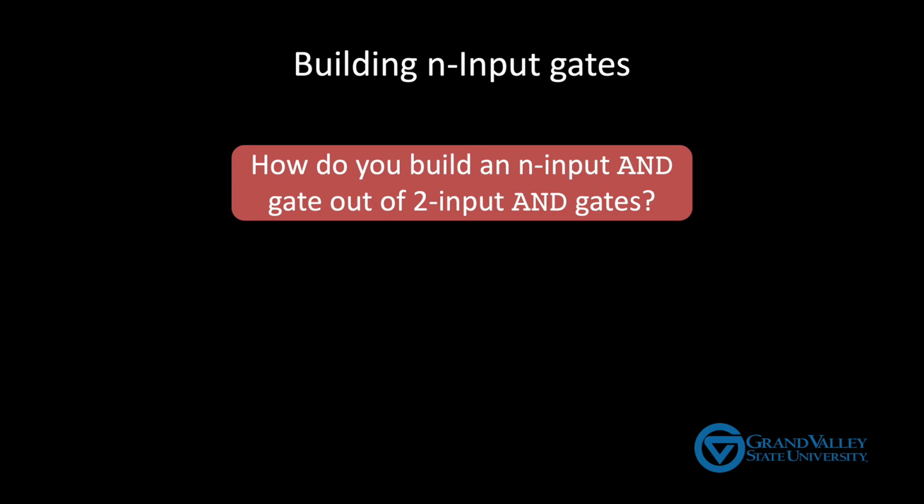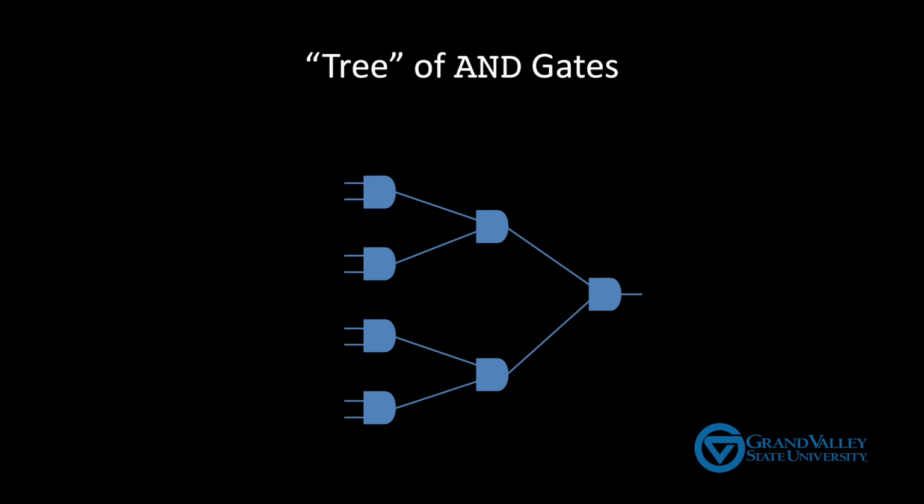One approach is to build a tree of AND gates, kind of like a tournament bracket. Notice that if all the inputs are 1, then the output of every AND gate, including the output of the entire circuit, will also be 1. But if any input is a 0, then all the gates on the path past that 0, up to and including the output, will be 0. This is precisely the behavior that an AND gate should have. It is only true when all of the inputs are true.